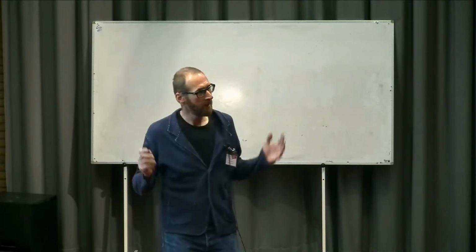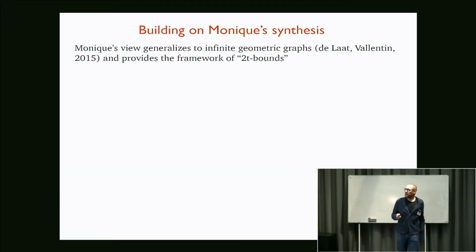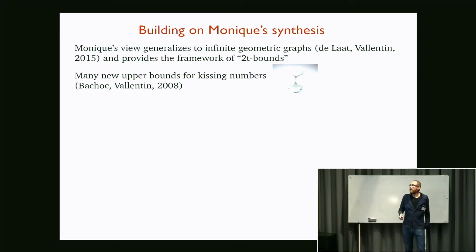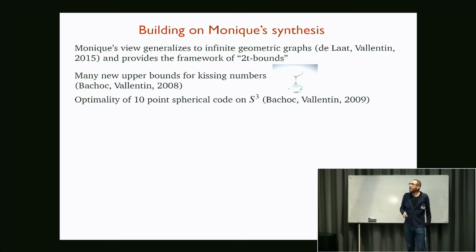Okay, and then we were building on Monique's synthesis. So with David Elard, we were able to generalize Monique's view to infinite geometric packing graphs. And this provides the framework of 2-point bounds. Then using this, we could find also new upper bounds for kissing numbers in 2008, together with Christine Bachoc. Then we could use it to prove the optimality of a 10-point configuration on S3. So we could find a configuration of 10 points on S3, which are at largest distance, and we could prove what the largest distance is.